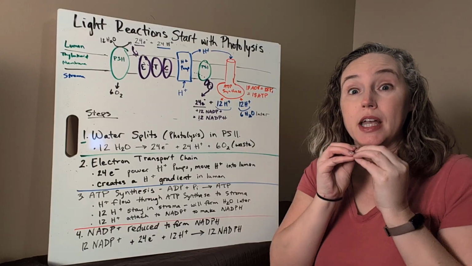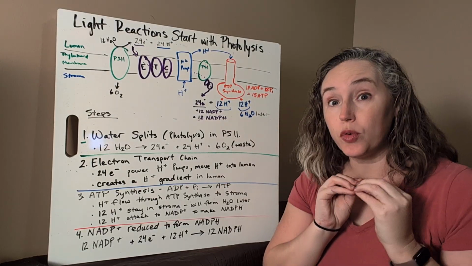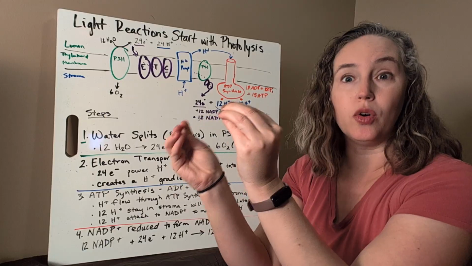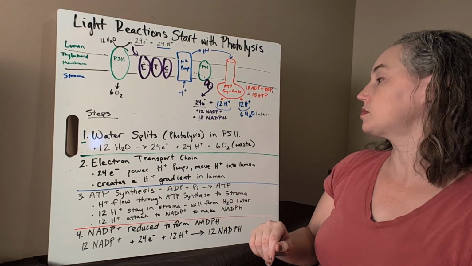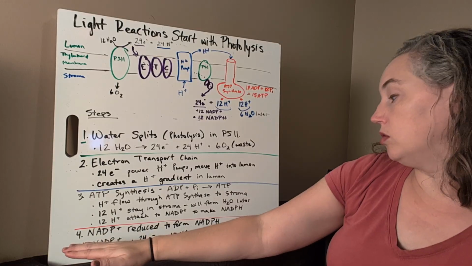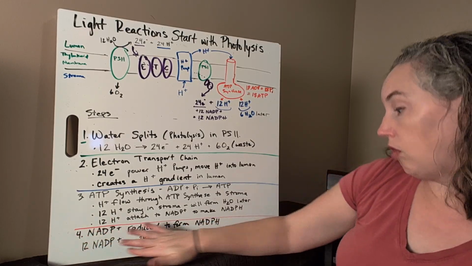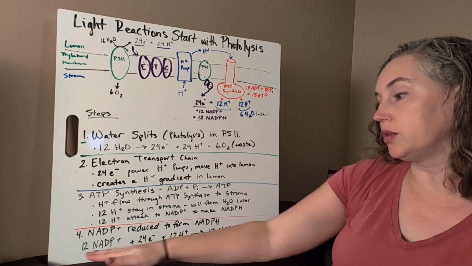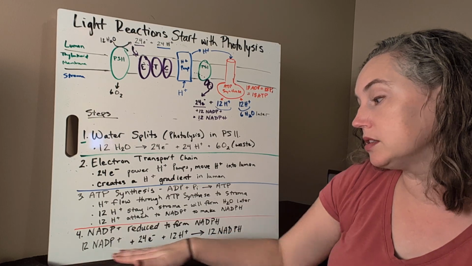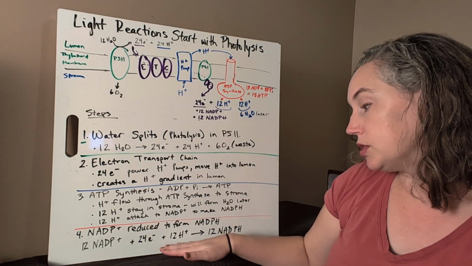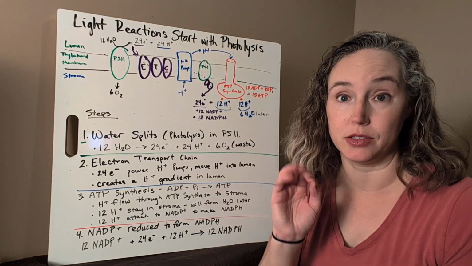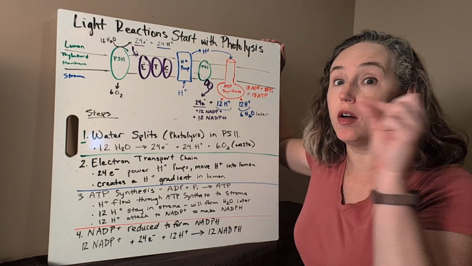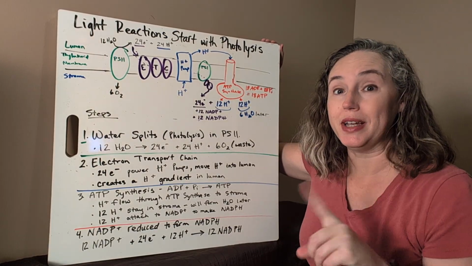These are going to take the H's over to the Calvin cycle that will later join with carbon and oxygen to become glucose. So that's what's happening here. We've got 12 NADP+ plus 24 electrons plus 12 H+ will make 12 NADPH. And we're going to be following all these particles as we move into the next step.